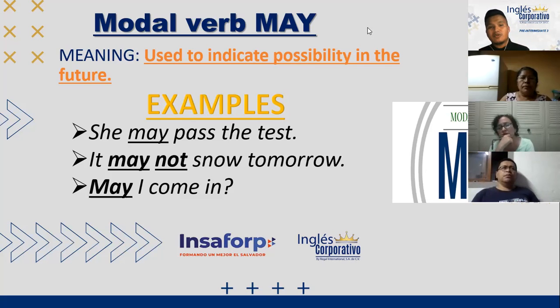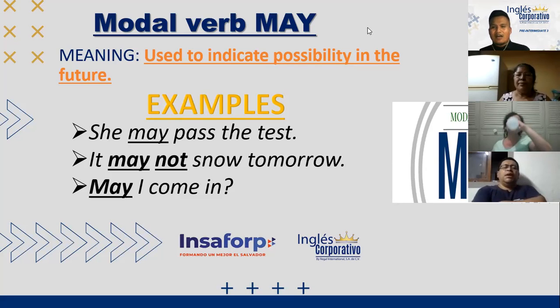Questions about the modal verb may? Hello, teacher. It is used to indicate a possibility in the future, but with permission, right? Yeah, like permission, like the example number three we have there.